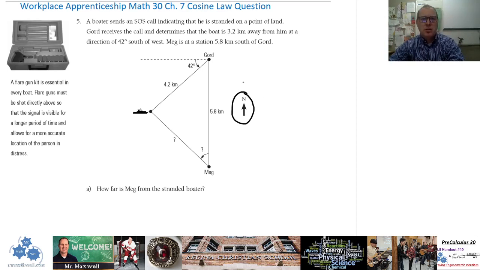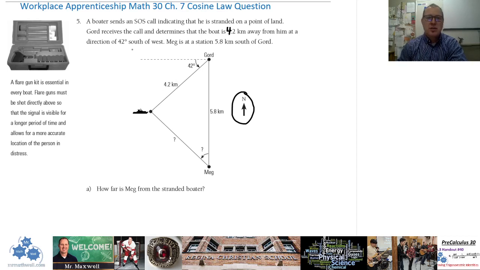It says this: a boater sends an SOS call, that is, an emergency help call, indicating that he is stranded on a point of land. Gord receives the call and determines that the boat is 3.2 kilometers away. Now, the first problem here is we've got an error, I think, in the question. If this is your only issue with this question, then there you go, problem solved. But we got 4.2 in the diagram and 3.2 in the question. So here's Gord, here's the boater. That's got to be changed first.